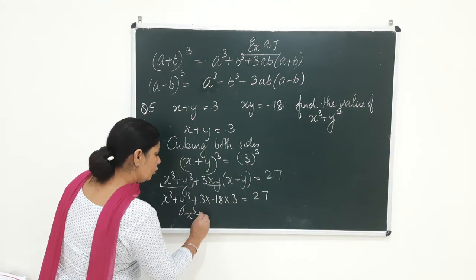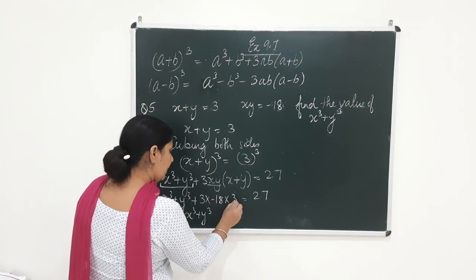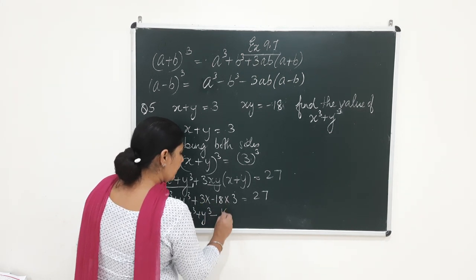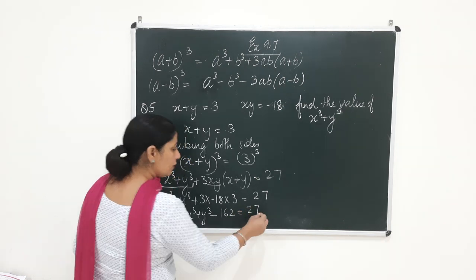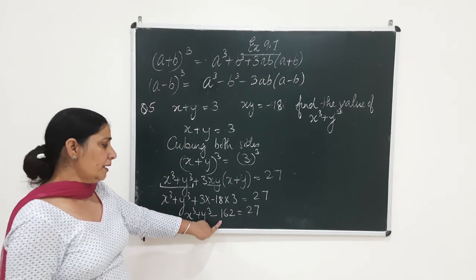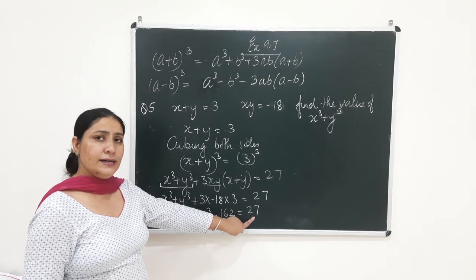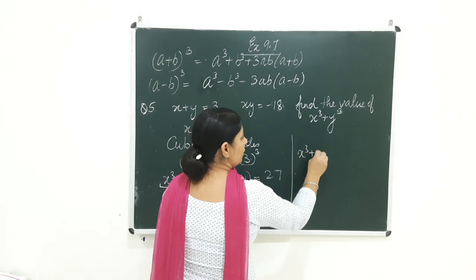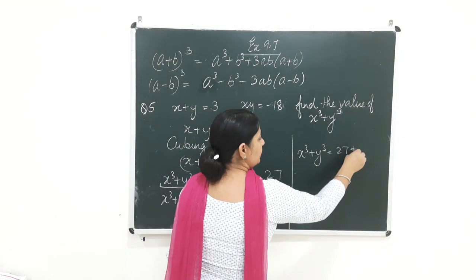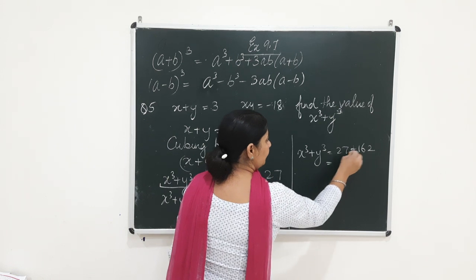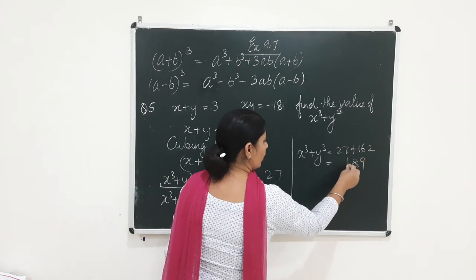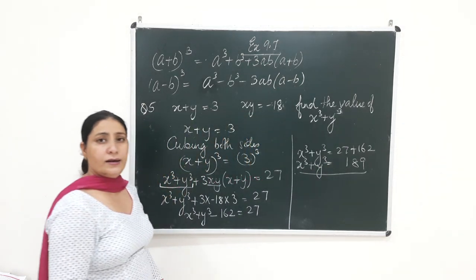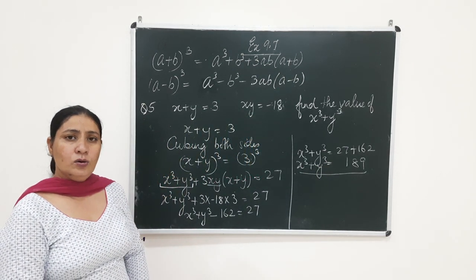So we have x cube plus y cube, 3 3s are 9, okay, plus minus 18 multiplied by 9 is equal to 162, is equal to 27. Now this minus 162 will go on that side and get added with 27. So your final answer will be, beta, x cube plus y cube will be 27 plus 162 and that will give you 189. So x cube plus y cube will be equal to 189. Is it clear? Hope you have understood.